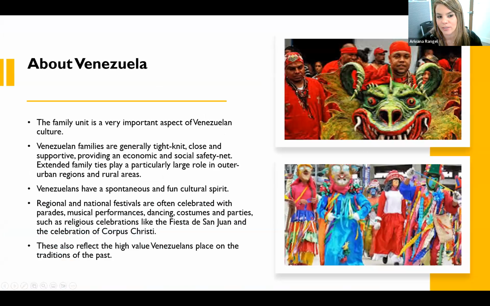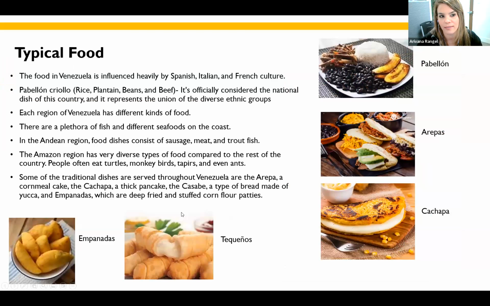Of course, we have many traditions. Family is very important. We love to gather on the weekends. We love to celebrate our cultural heritage and maintain our popular traditions. And of course, there are parades and musical performances that we keep very lively. And we have dancing, costumes, and parties such as religious celebrations like the Fiesta of San Juan with African drums and the celebration of Corpus Christi. Of course, this reflects the high value Venezuelans place on the traditions of the past.